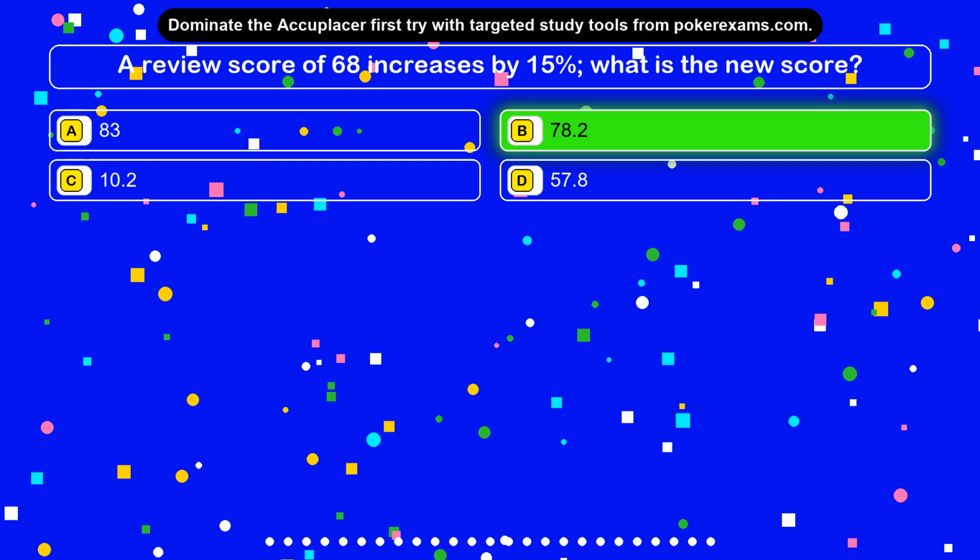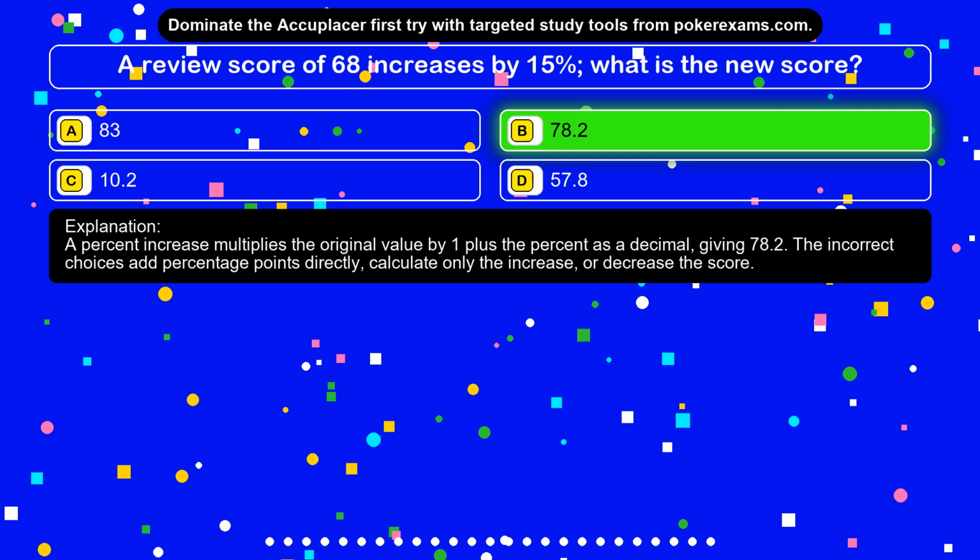The correct answer is option B, 78.2. A percent increase multiplies the original value by 1 plus the percent as a decimal, giving 78.2. The incorrect choices add percentage points directly, calculate only the increase, or decrease the score.